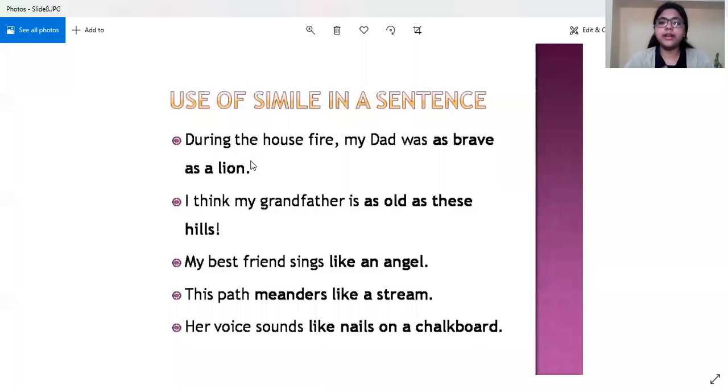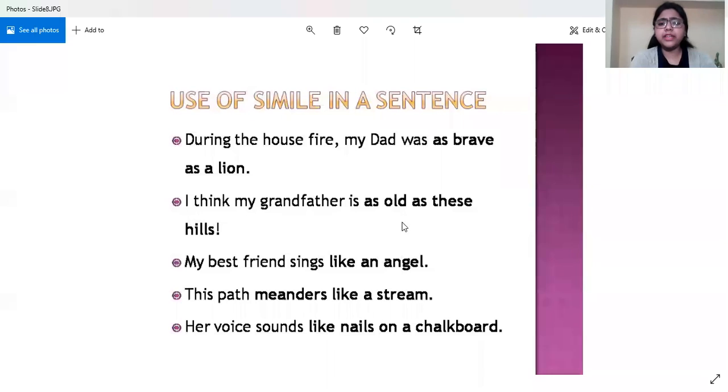So when you say my dad acted bravely, that is also correct. But when you compare the person who is doing this courageous job to one who is actually courageous, like a lion, a very brave animal, then that description becomes more effective. The person who is listening to you, or reading the extract, will be able to understand more and get your expression in a clearer way. That is why we use a simile in a sentence.